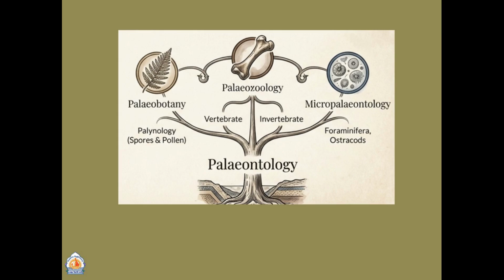There are three branches of paleontology. Firstly, paleobotany. It studies the fossil plants, and a specialized branch of it is called palynology. It studies the fossilized pollens and spores. Secondly, paleozoology studies the fossil animals. It includes both invertebrates and vertebrates. Thirdly, micropaleontology, which deals with the microscopic fossils such as foraminifera and ostracods.